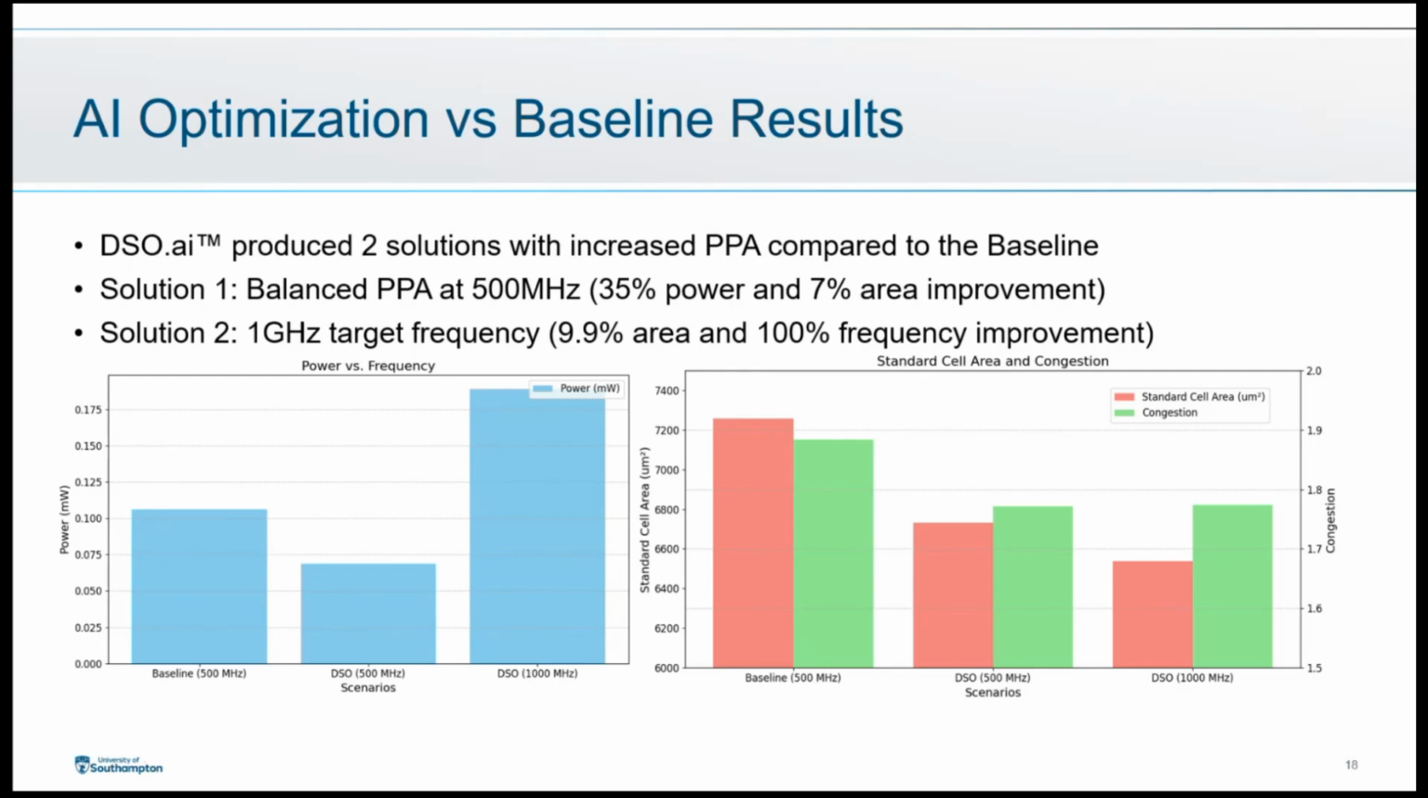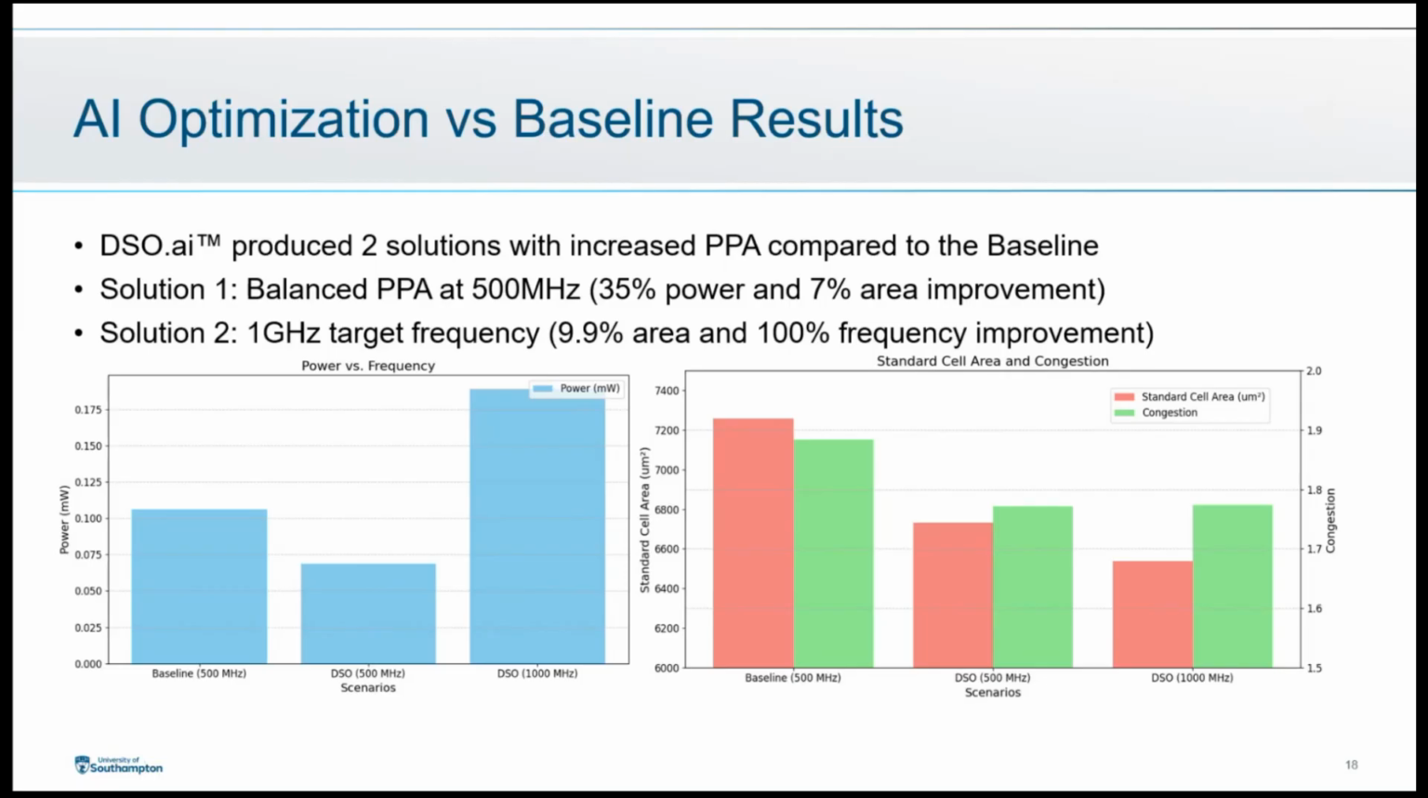One of them, shown by the middle bar on the graphs, was able to run at 500 megahertz of frequency and showed a power reduction of 35% compared to the baseline. It also showed the best congestion and area improvements compared to all the other experiments. This showed a balanced trade-off of all the metrics in the solution.